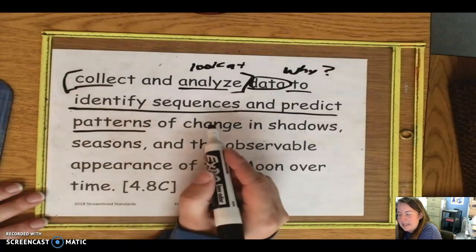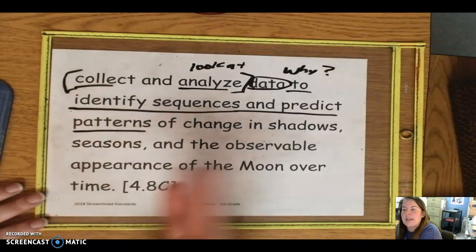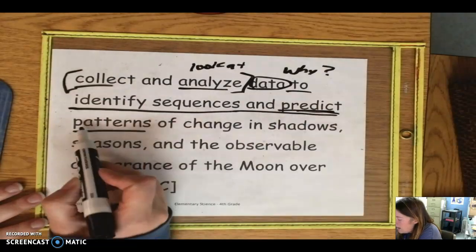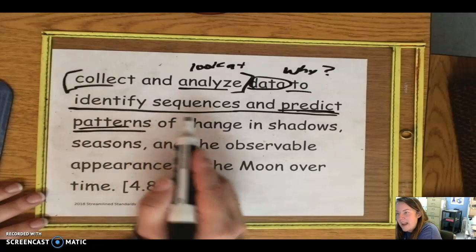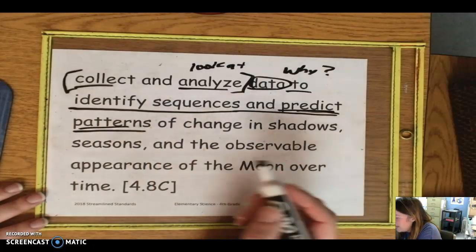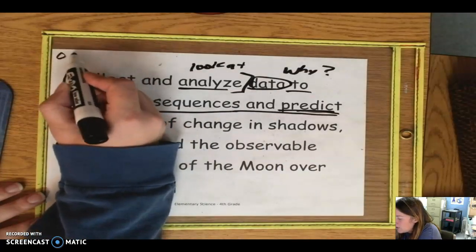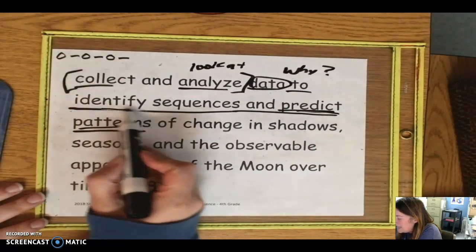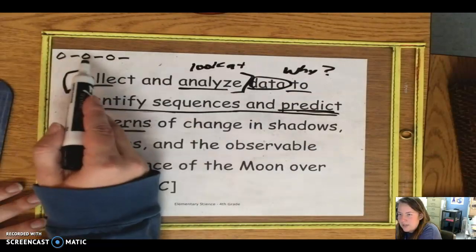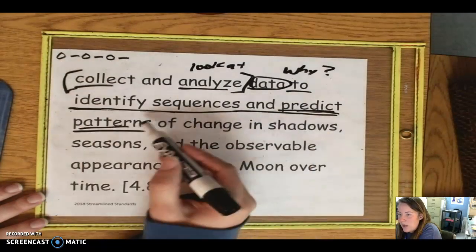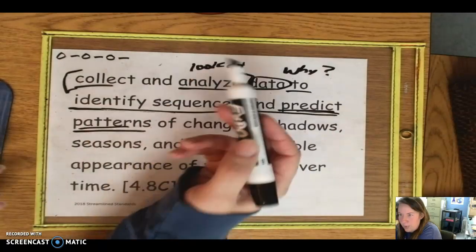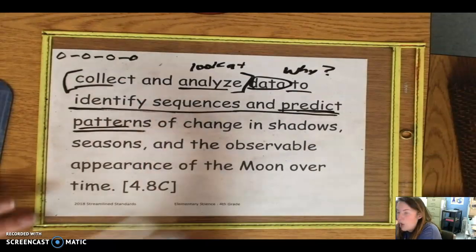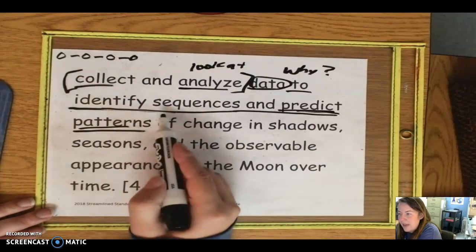So identifying a sequence means that you're able to point out a sequence or point out a pattern, and predict a pattern. So if you are able to find a pattern, you can predict what comes next. Like if I have this pattern, circle, line, circle, line, circle, line, I can identify the sequence. And I can predict what would come next, right? Circle. That's predicting the pattern. You know what's going to come next because of what you've identified.